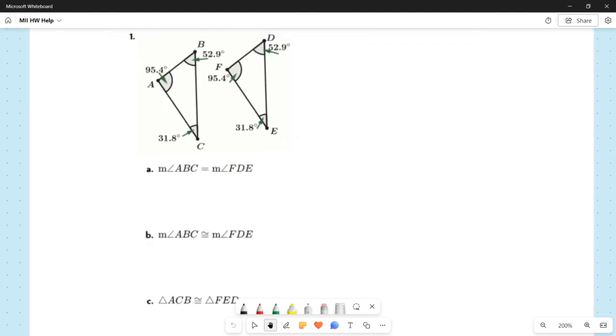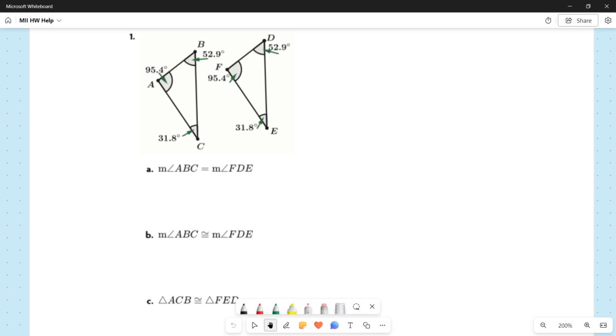So for number 1, we have two triangles, triangle ABC and FDE. And for each of these triangles, we are told the angle measurements in degrees for all three angles. And it looks like angle A and angle F have equal measures. Angles B and D have equal measures, and angles C and E have equal measures. And we are not given any information about the side lengths of these triangles.